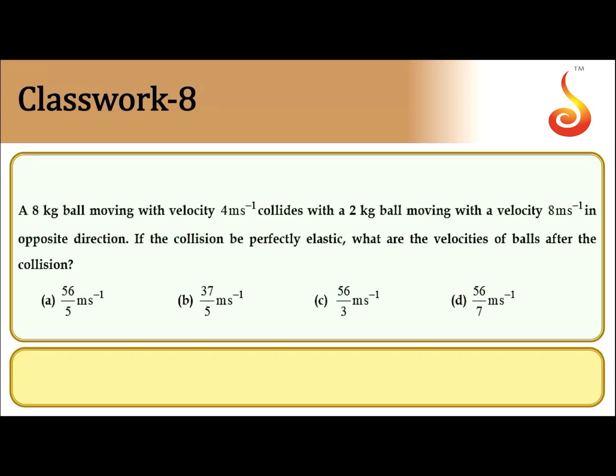So the speed of the second particle after the collision is 56 divided by 5, whereas that of the first is minus 4 by 5. The option given corresponds to that of the second one, and thus 56 divided by 5 meter per second is our answer.